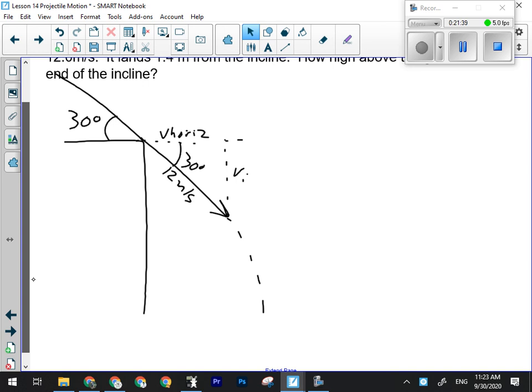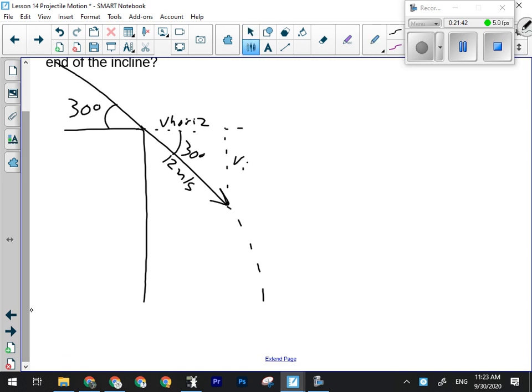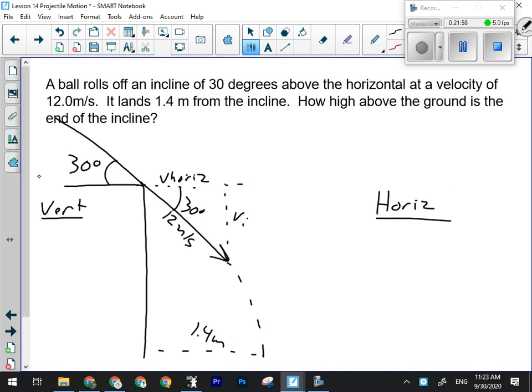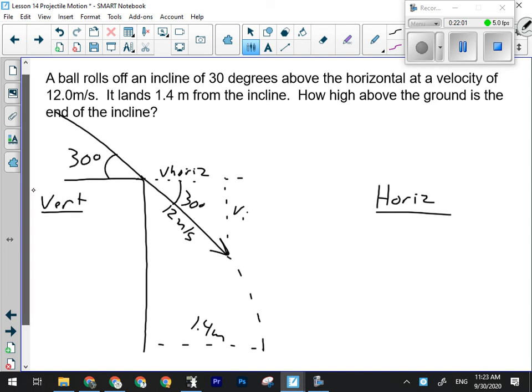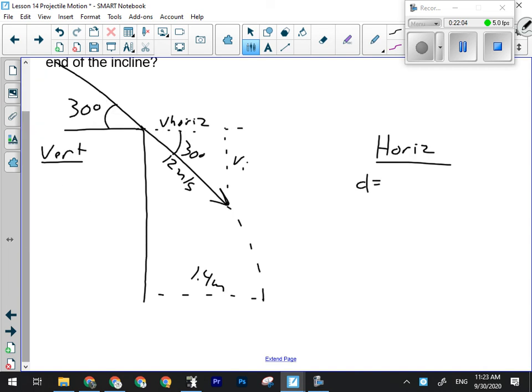So the way we solve this is actually no different than the way we would solve any of the other ones we've dealt with. We break it up into its vertical and horizontal components. One of the things they tell us is that this distance here from the base of the incline is 1.4 meters. That's a horizontal distance, and that's all the information that we're given. So our horizontal distance is 1.4 meters, and from a vertical perspective, we know acceleration is negative 9.81 meters per second squared. VI can be calculated by going sine of 30 times 12, which is 6 meters per second, and that will be negative.